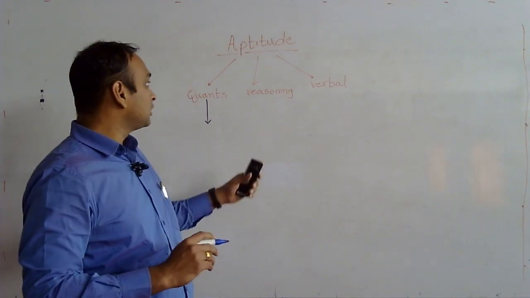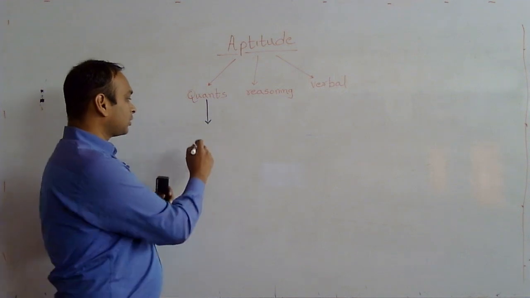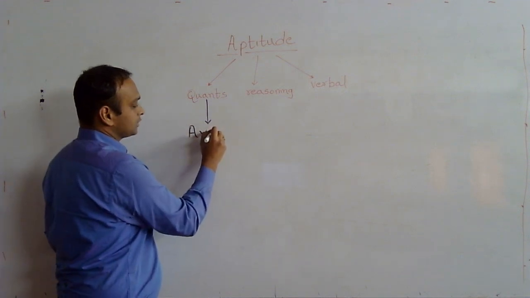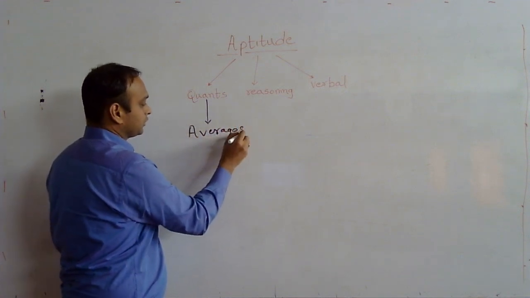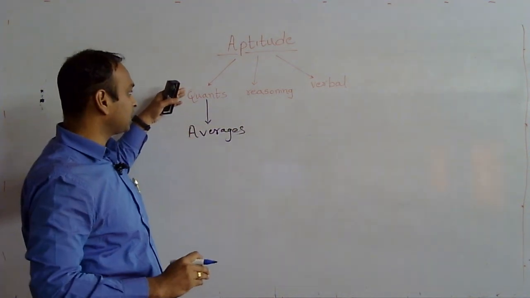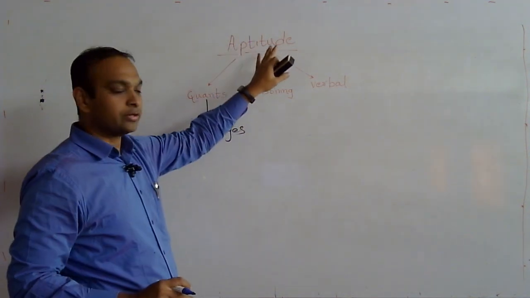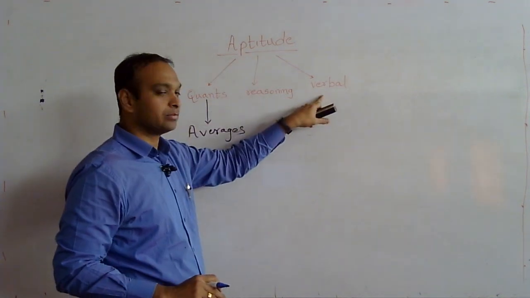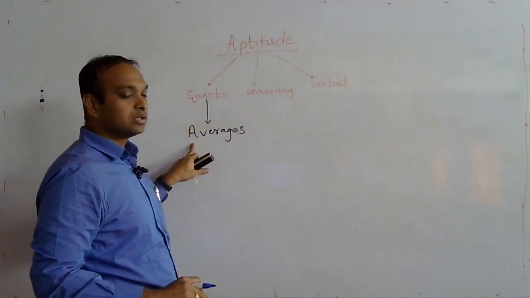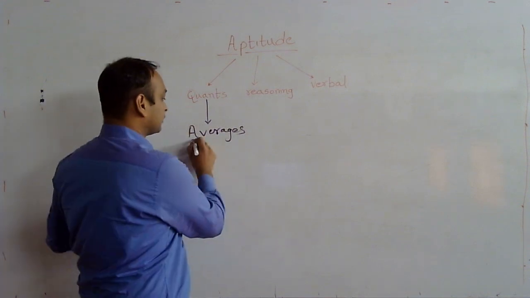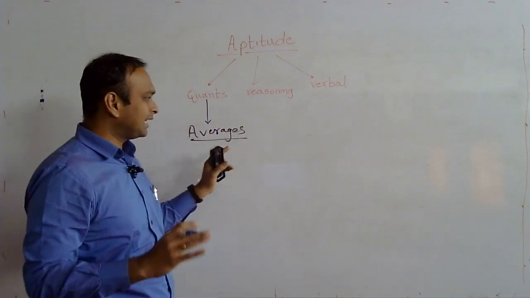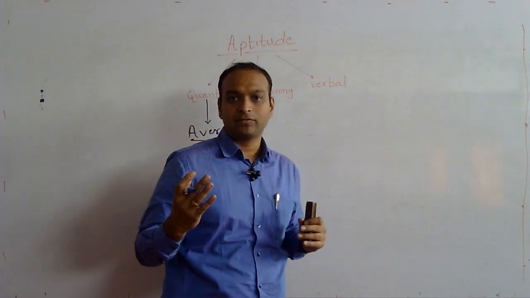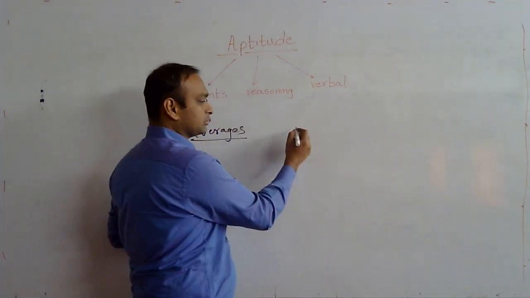Hello everyone. In this video we are going to talk about the topic averages, which is part of quantitative aptitude. Everyone must know that for aptitude we have three parts: quantitative, reasoning and verbal. Under quantitative we have the topic averages that today we are going to deal with. Let's first understand the formula for averages.